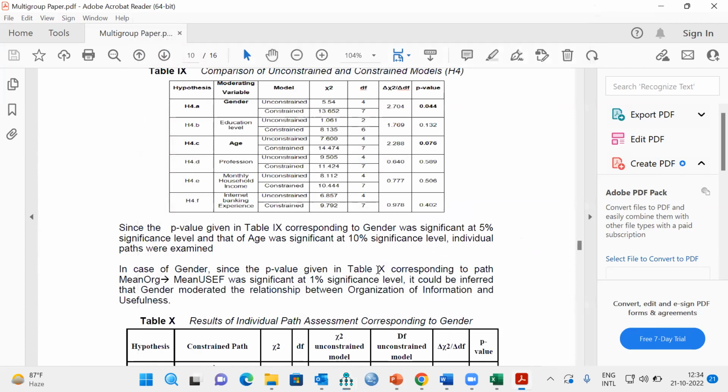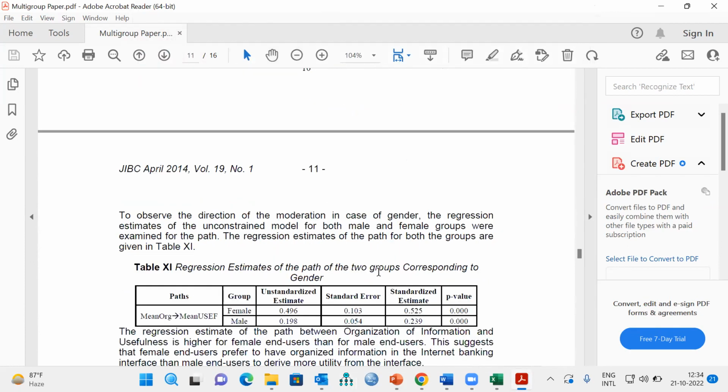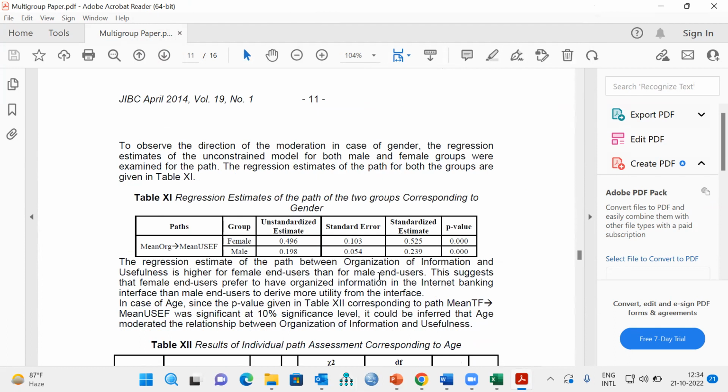Once you have done that, you need to report for individual paths which one has a moderation effect, and in the paths where moderation effect is there, how the two groups differ from each other. That's how you check. If you have more than two groups, then also you can have a moderation effect. Then also you can look at the chi-square and degrees of freedom for each of the paths between the three groups, and similarly the regression coefficients.